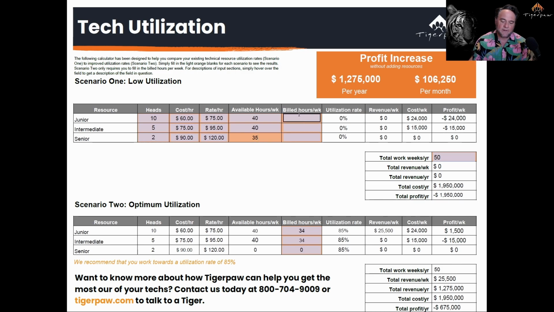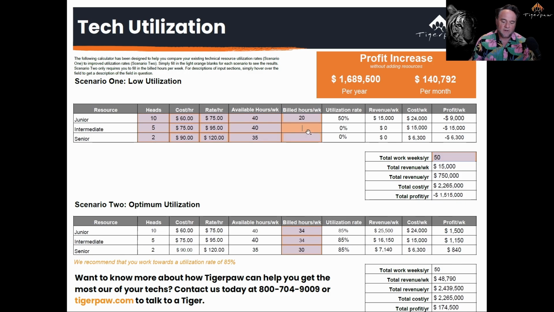Once we have that filled out, now you need to input the actual amount of billable hours that you're getting out of these technical resources today. So for the junior technician, we can say that maybe we're getting 20 billable hours out of them.